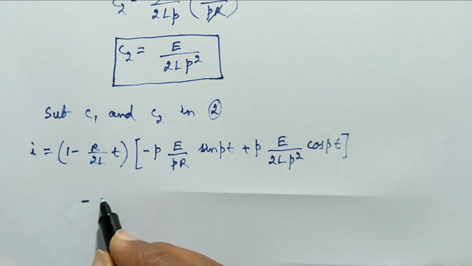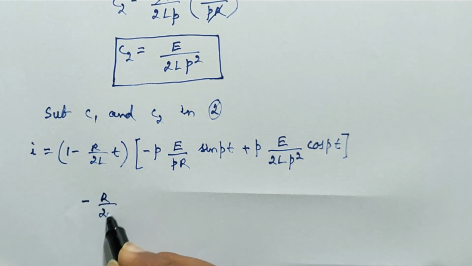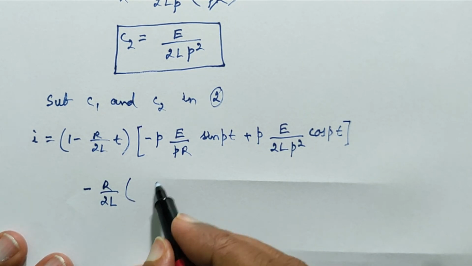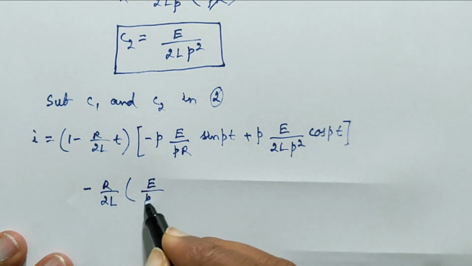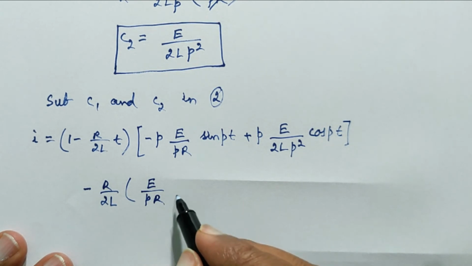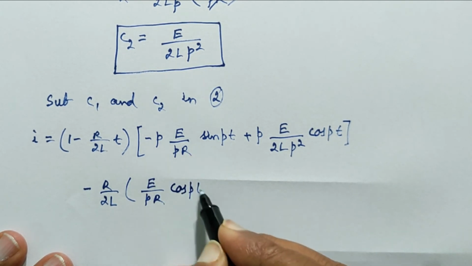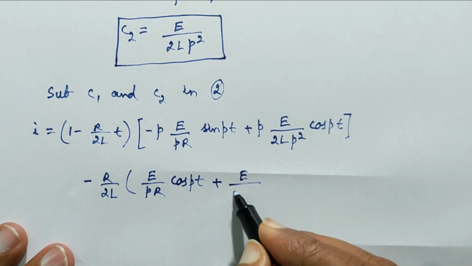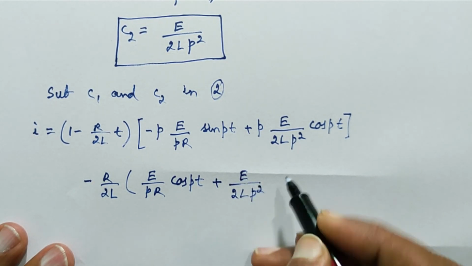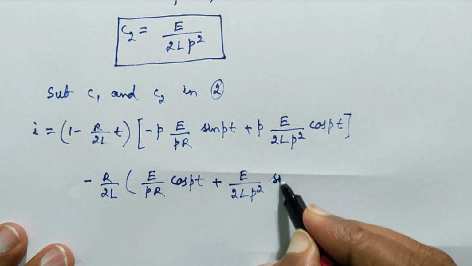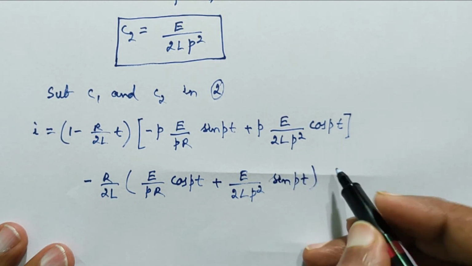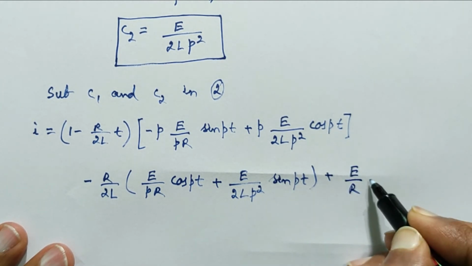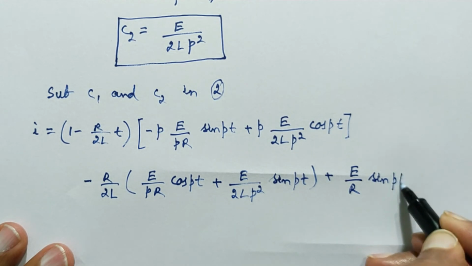Next you have minus R by 2L into C1. C1 value is E by P times R into cos of PT plus C2 value is E by 2L P square into sine of PT plus E by R into sine of PT.